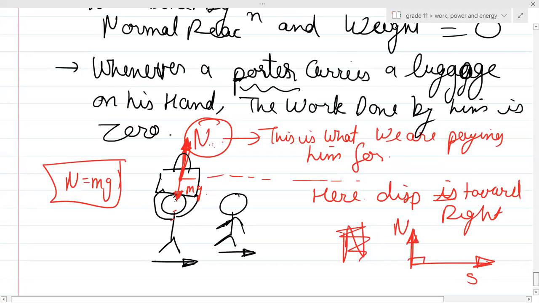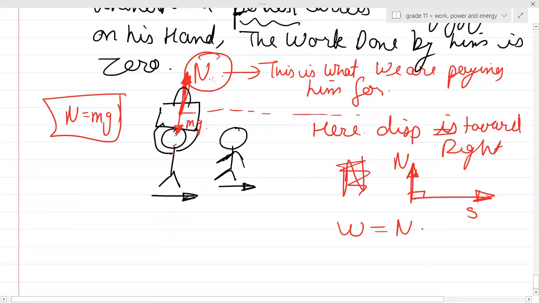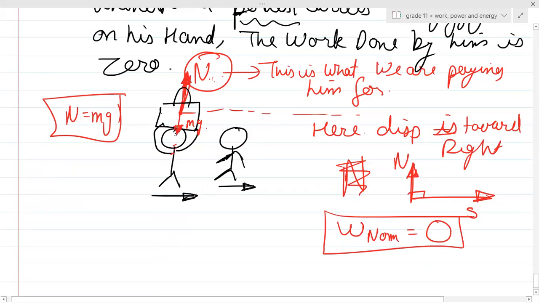So technically speaking, the work done by normal reaction is zero. But please remember, the work which we do in physics and the work which he is doing is different. He earns money by that work. We don't earn any money by that work.